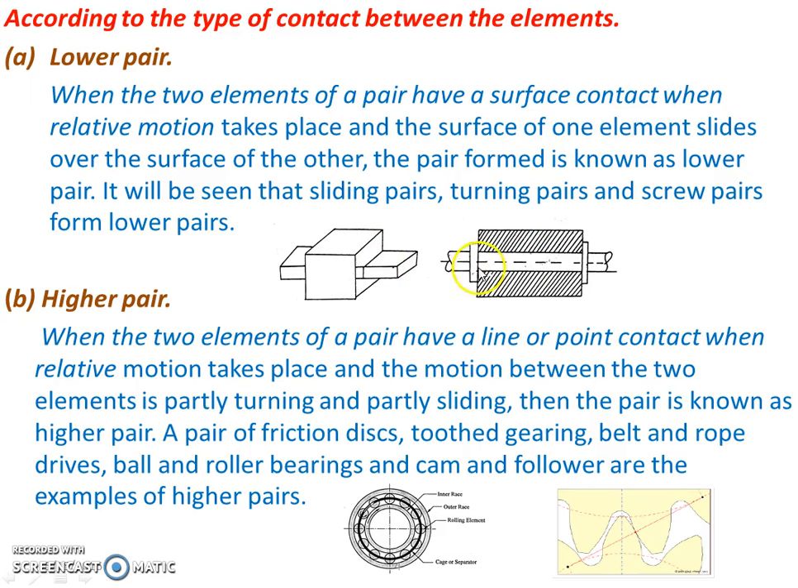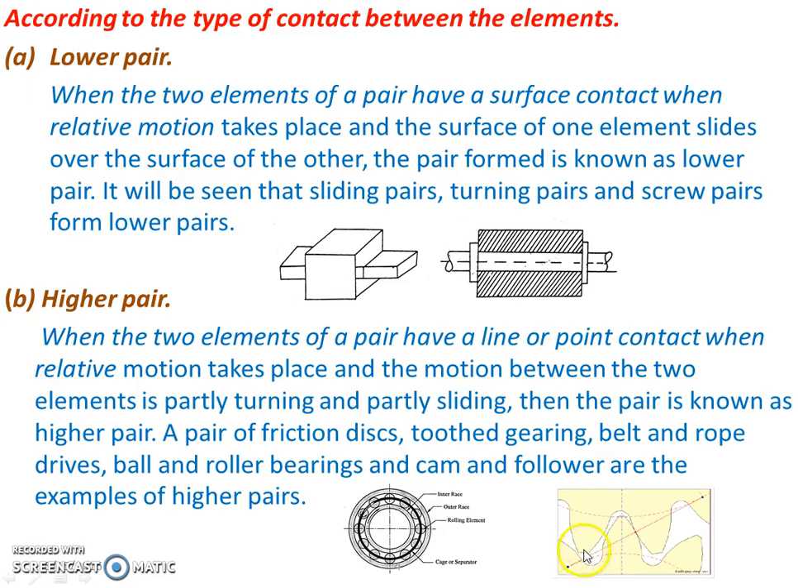In sliding and turning pairs, the shaft having a surface area is in contact with the collar or hole. Similarly, here a rectangular surface is in contact. So it is a surface contact, and it is called a lower pair. In higher pairs, the two elements have line or point contact. For example, if you see a roller bearing, only a particular point of the roller is in contact with the outer race and inner race. So it becomes a higher pair.